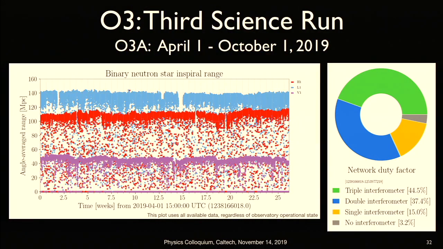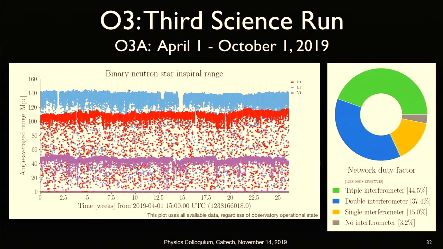And this is a plot of the range, so how far can we see BNS events during the first parts of O3. This is the first period between April 1st and October 1st. We then had a break of a month for commissioning. These dots are the Livingston range, Hanford range, and the Virgo range. Virgo has been stably around 50, Livingston on the order of 130 megaparsec, and Hanford about 100.